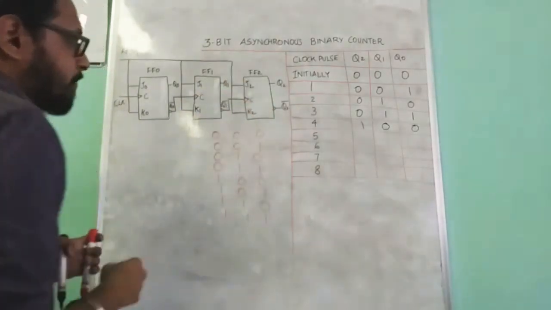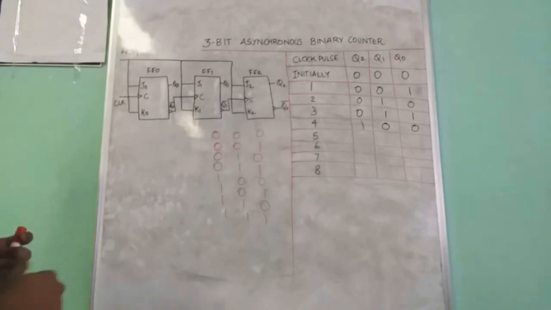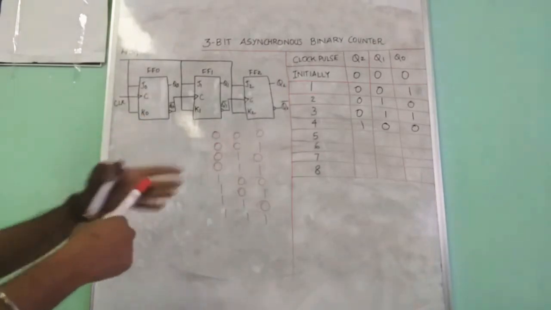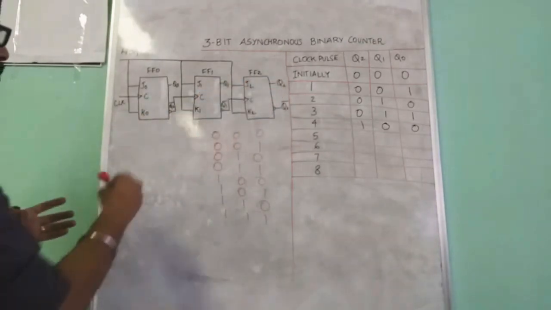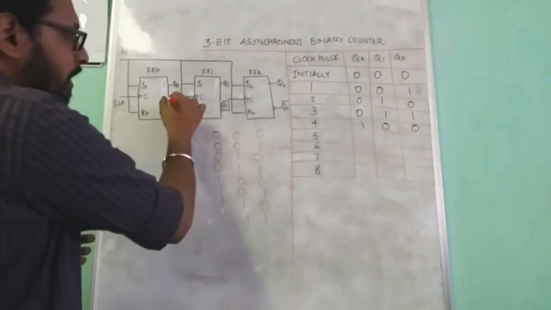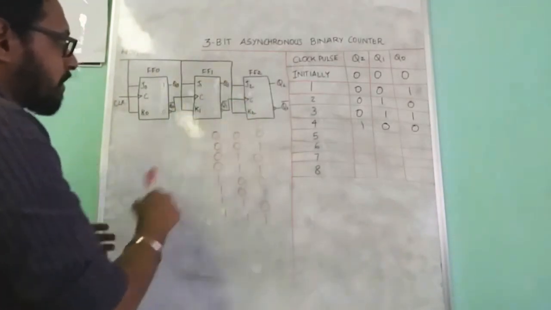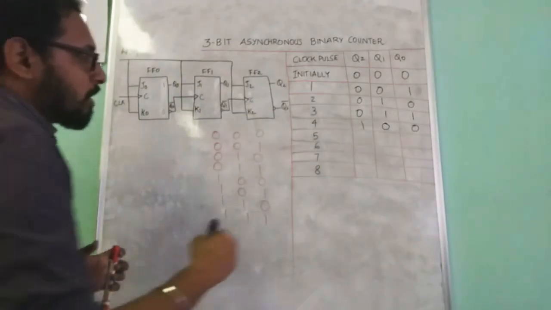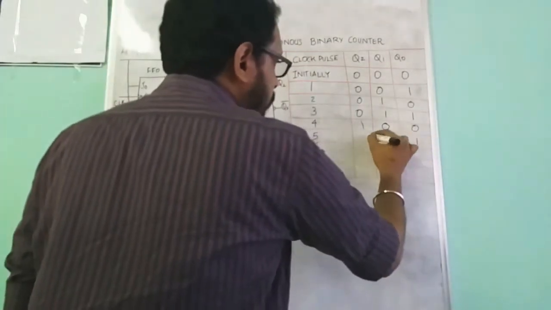What is the next case? We give the fifth clock pulse. What was the value of Q0? It was 0. It becomes 1. The bar is 0, and this reaches here, no effect. So it becomes 1, 0, 1.